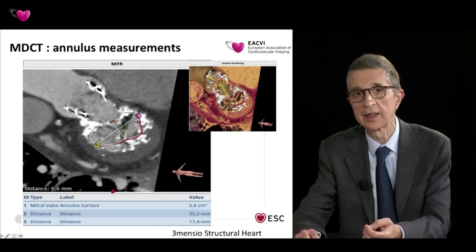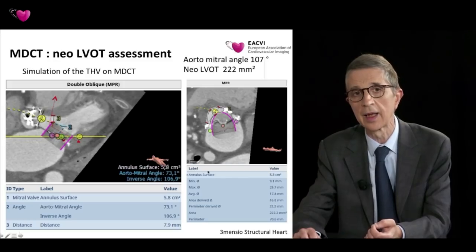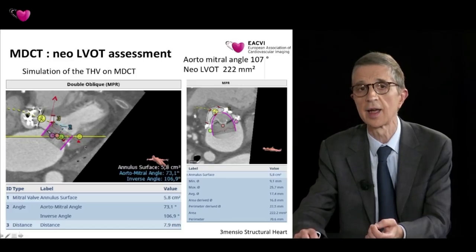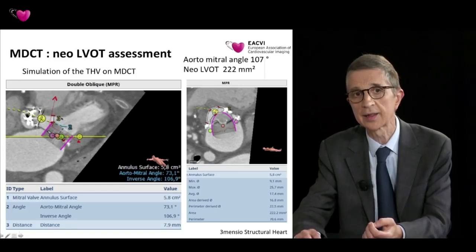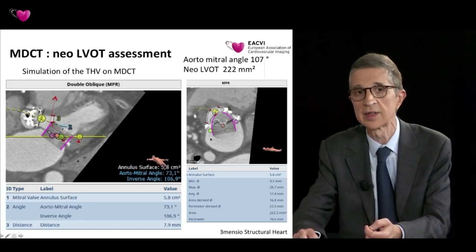And we can here measure the area of the neo-annulus with calcification of the annulus. And this is one important parameter to assess the feasibility of the technique. The second parameter, which is very important, is to assess the risk of LVOT obstruction. And with this software, it is possible to simulate the implantation of the prosthesis at different depths, and to look at the proximity of the anterior ventricular septum and to calculate the so-called neo-LVOT, which is the LVOT which remains in systole when there is a prosthesis in place.